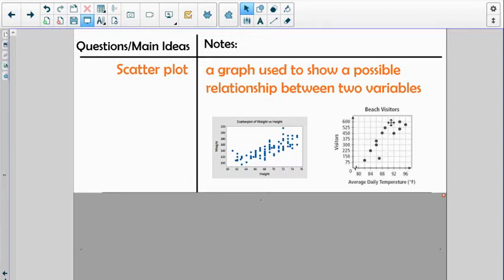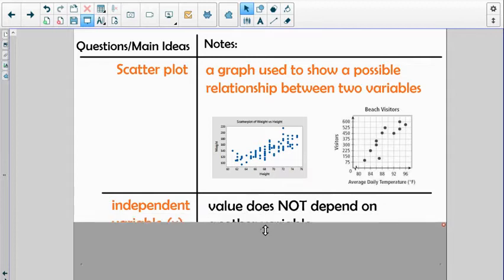In the second scatter plot, we're looking at beach visitors. We're comparing the average daily temperature along the x-axis. We're comparing the number of visitors at the beach on the y-axis. And again, we just have a random scattering of data points, which is why it's called a scatter plot. The points are scattered. Now on any scatter plot, we have our two different variables. The x-axis has the one variable, and the y-axis has the second variable.